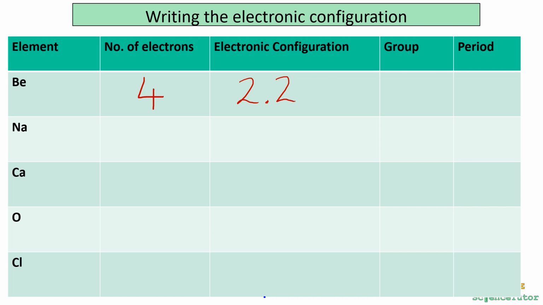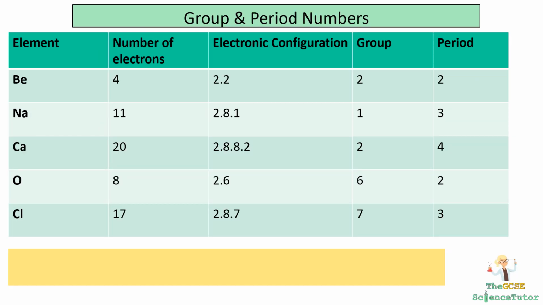If I then look on the periodic table, I will see that it is in column 2, or group 2, so I'm going to fill that in here. It is also found in row 2, or period 2, which I'm also going to write here. Now you do the rest, and I will go through the answers on the next slide in a few moments. So hopefully your answers look like this.